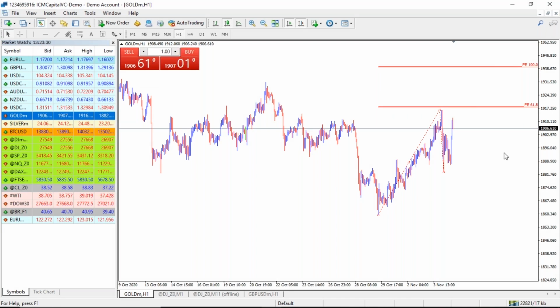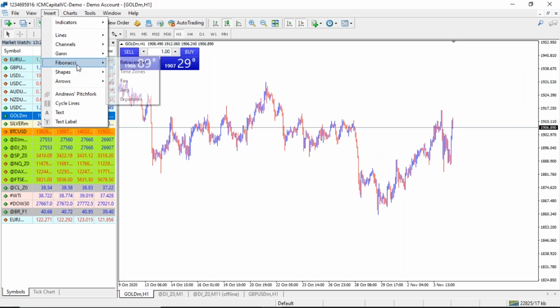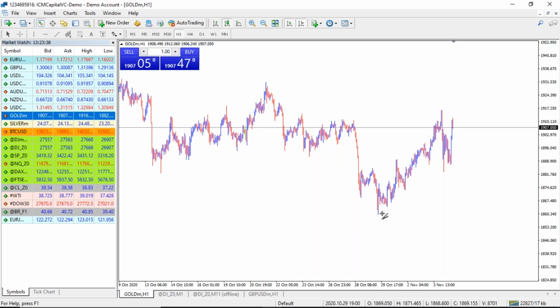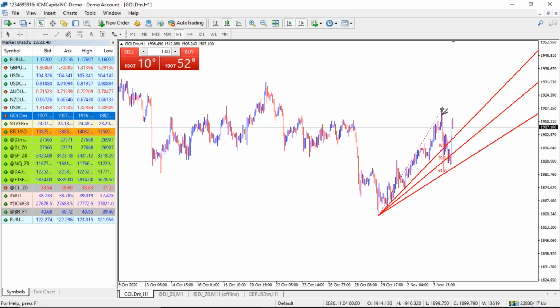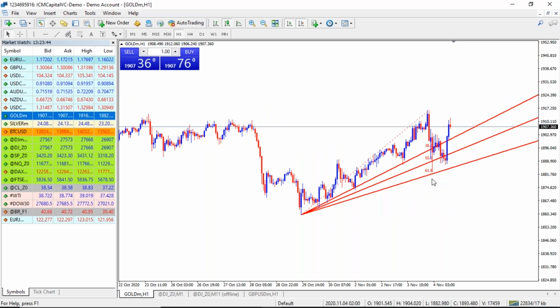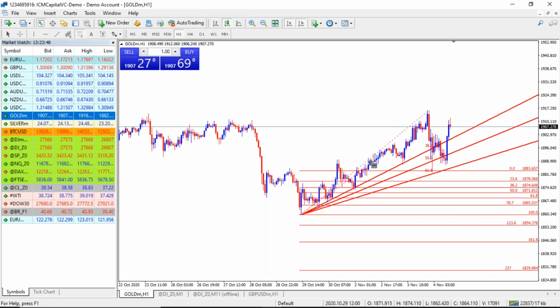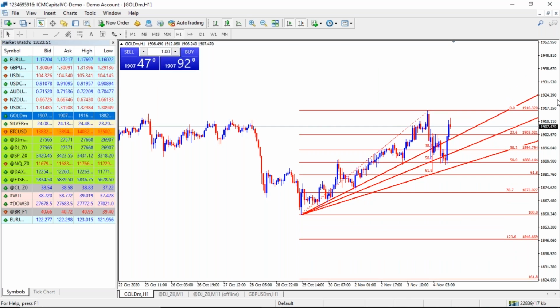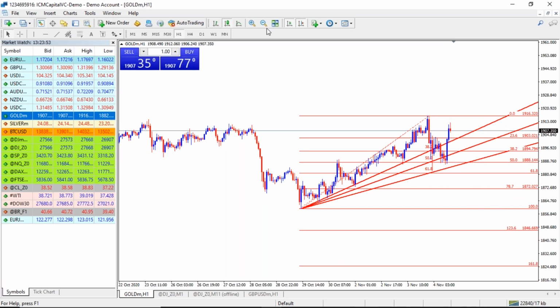Now I'll draw the Fibonacci fan. Similarly to these, you can go to Fibonacci, go for fan, and just go from point A to point B. So here you can see how the market held at the 61.8 and corrected to the upside. Similarly, if you draw the Fibonacci retracement, you can see that these combined levels are hinting at 38.2, 50%, 61.8.